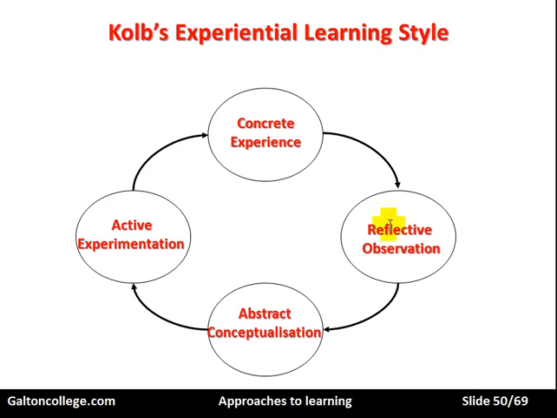Then we think about the experience. We reflect on it. We think back. What happened? What was that experience? What caused it? Why did it happen? What was it? And when we've thought about it, we've reflected on it, we draw up an abstract conceptualization.